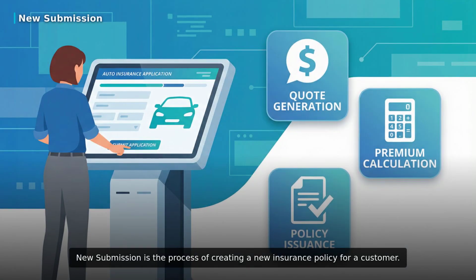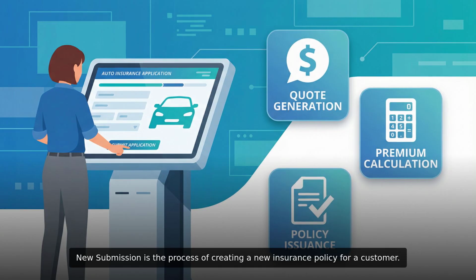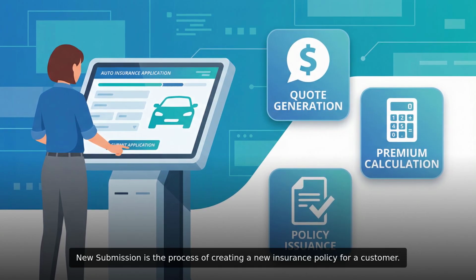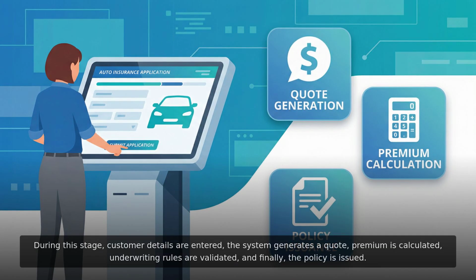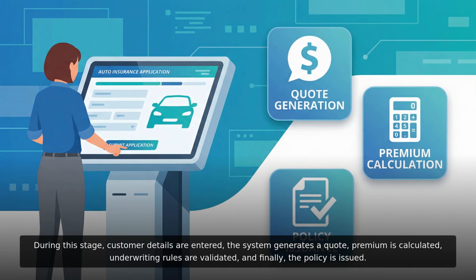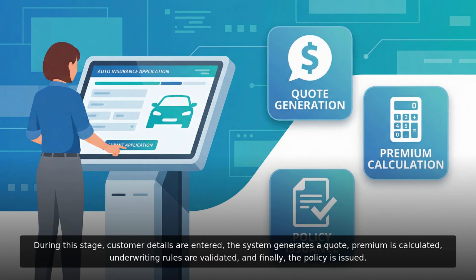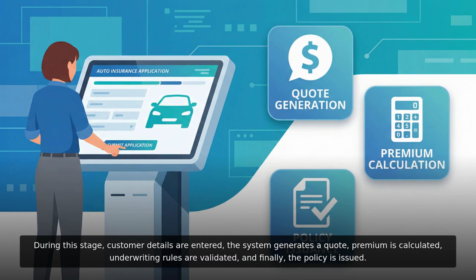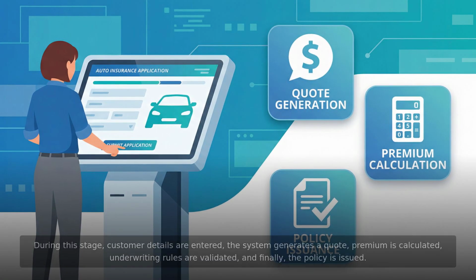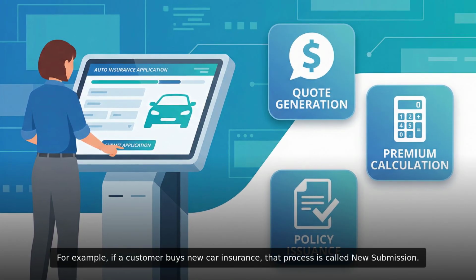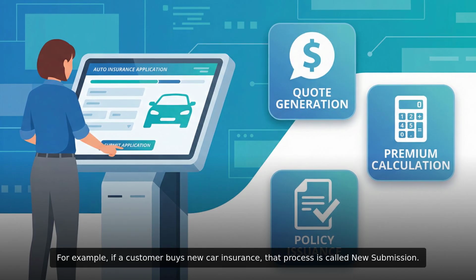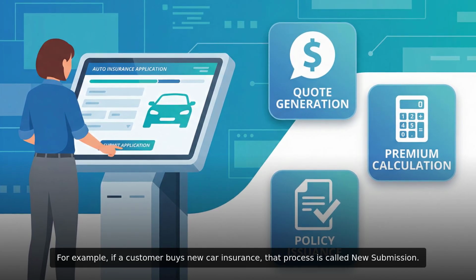New submission is the process of creating a new insurance policy for a customer. During this stage, customer details are entered, the system generates a quote, premium is calculated, underwriting rules are validated, and finally, the policy is issued. For example, if a customer buys new car insurance, that process is called new submission.